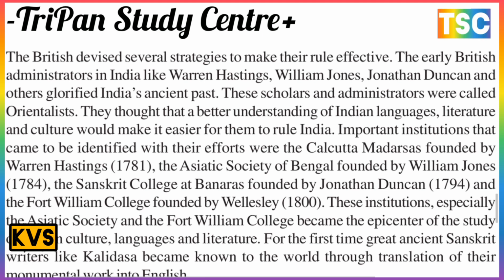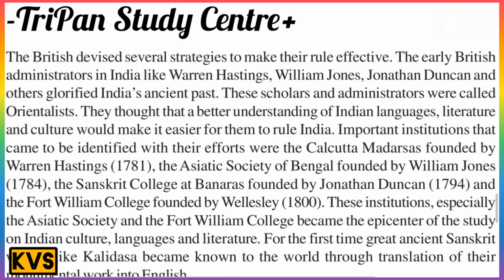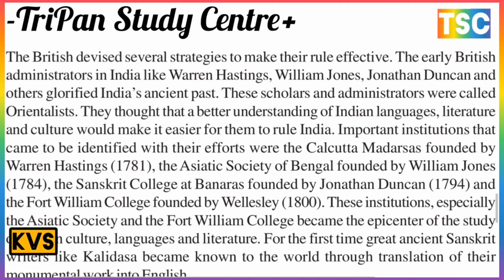The British devised several strategies to make their rule effective. British administrators in India like Warren Hastings, William Jones, Jonathan Duncan, and others glorified India's ancient past. These scholars and administrators were called the Orientalists. They thought that a better understanding of Indian language, literature, and culture would make it easier for them to rule India.